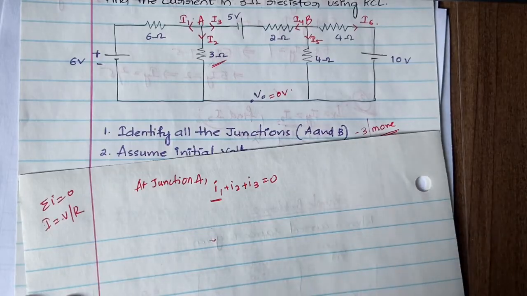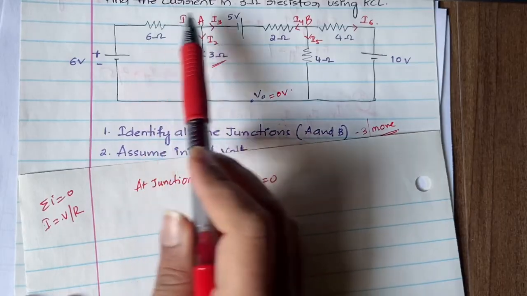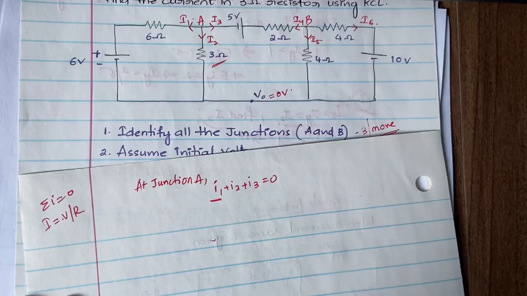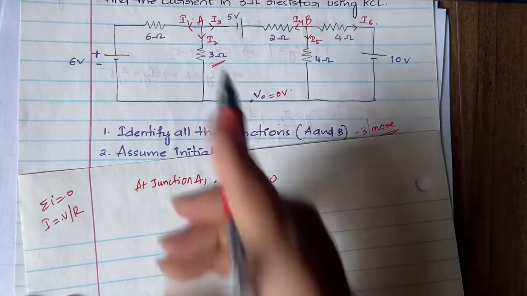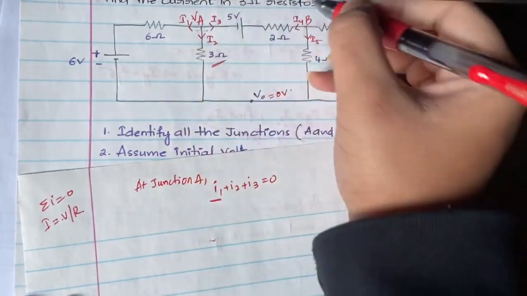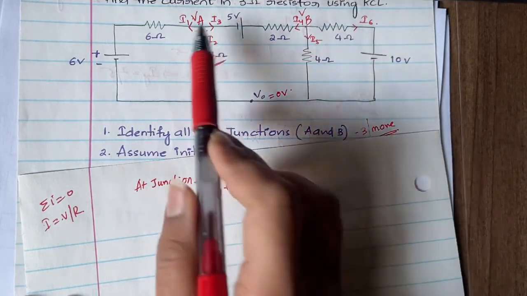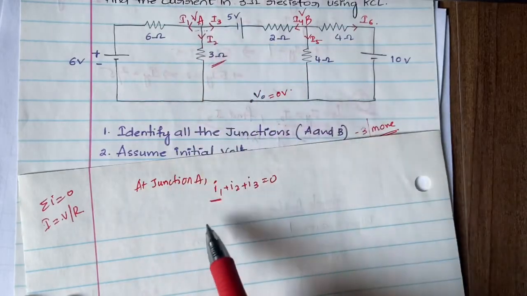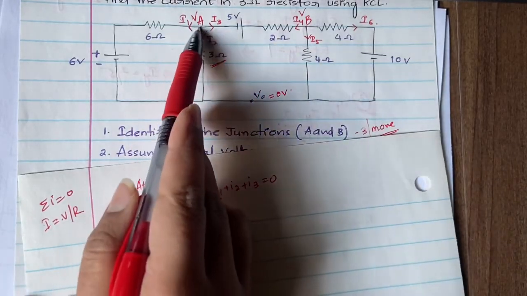In junction A, how many branches are there? 1, 2, 3, right? Sorry, not in I1, in junction A. You can assume the potential over here as VA and the potential over here as VB, like that you can assume. For junction A, I mean at junction A, with I1, I2, I3, first let us write an equation for I1. So you go like this, right?